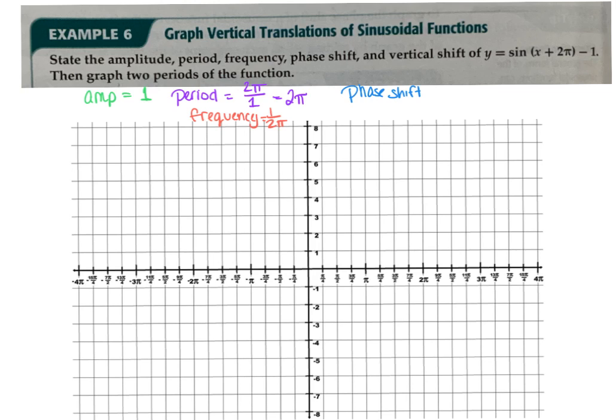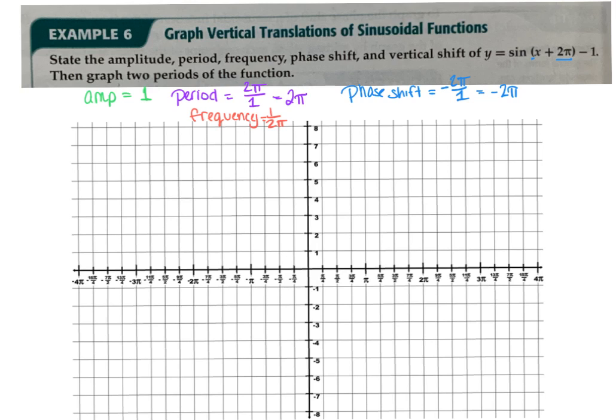So for this one, they're also being nice. It's C over B, technically negative C over B. So it's just negative 2 pi. By the way, if your phase shift is any form of 2 pi, it's going to be the same. It just moved it a whole cycle, right? Does that make sense? So it just moved it an entire cycle.